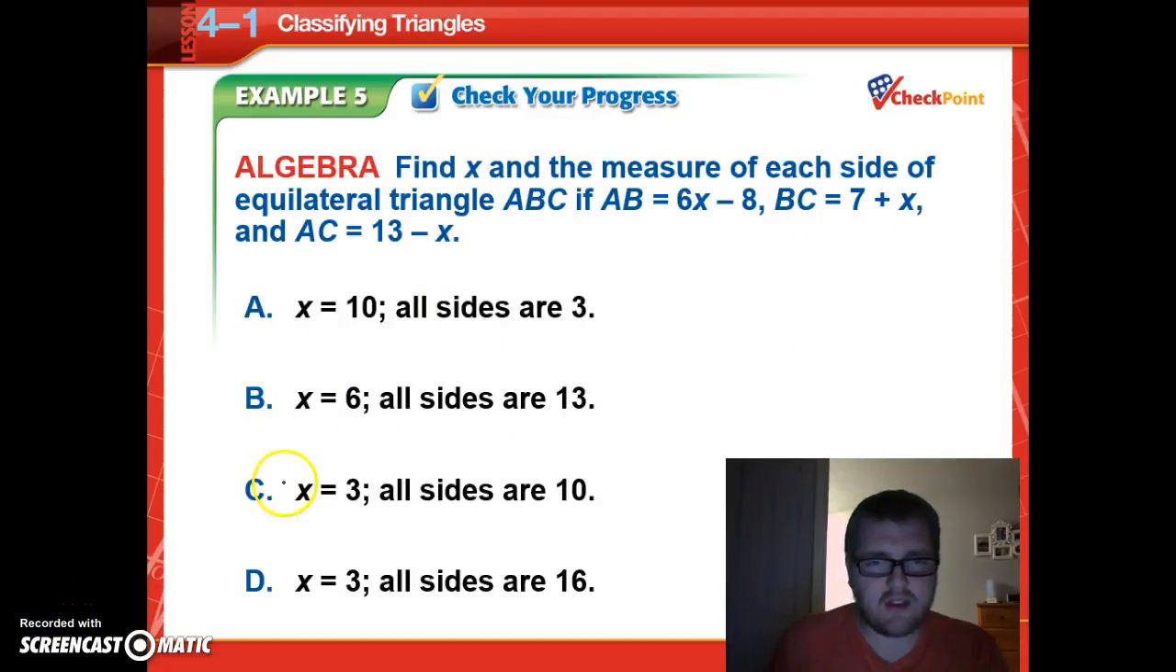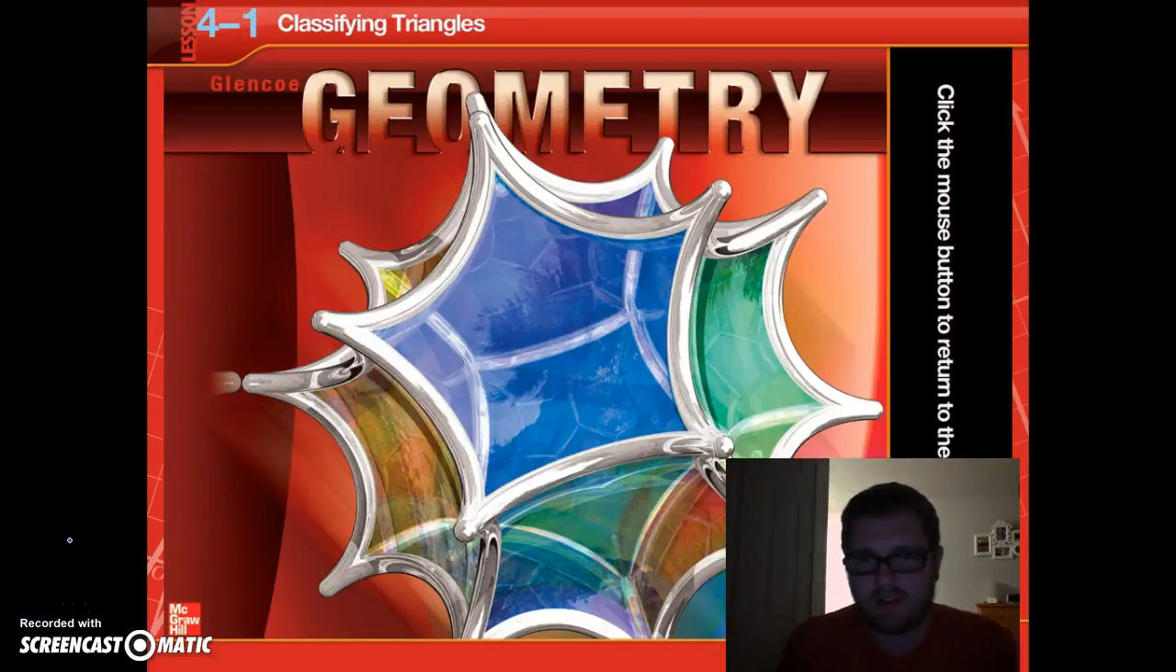So go ahead and make sure you understand by trying this problem on your own. And that concludes the first lesson of our geometry chapter on classifying triangles.